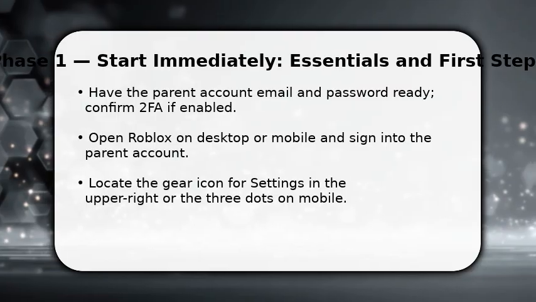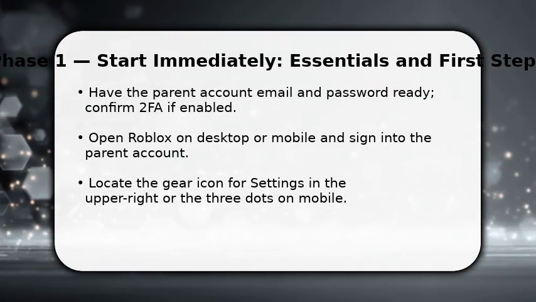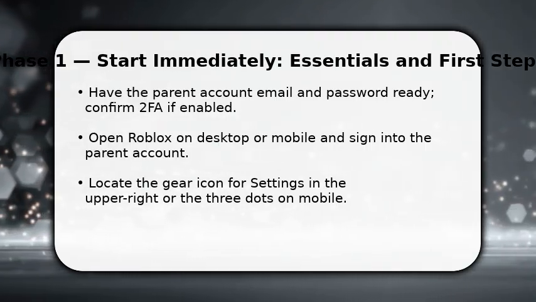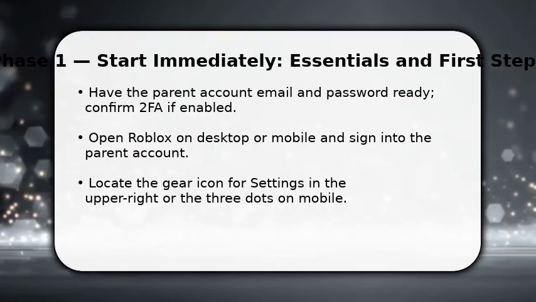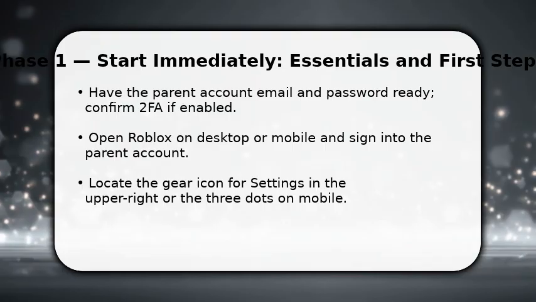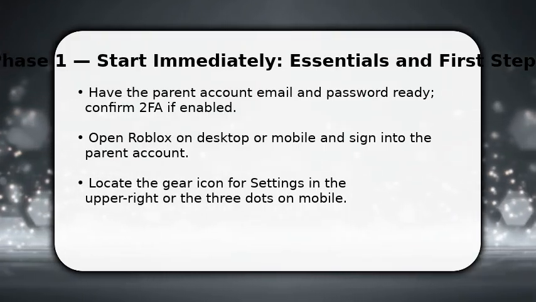Next, open settings via the gear icon on desktop or the three dots on mobile. That is where parental features live. Enter your password again if prompted. Roblox often re-verifies sensitive access. This immediate access lets you move straight into safety settings without extra account setup delays or interruptions.